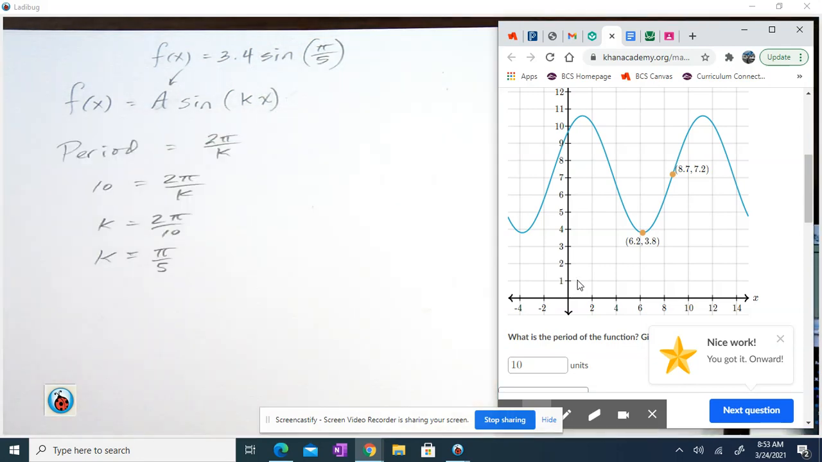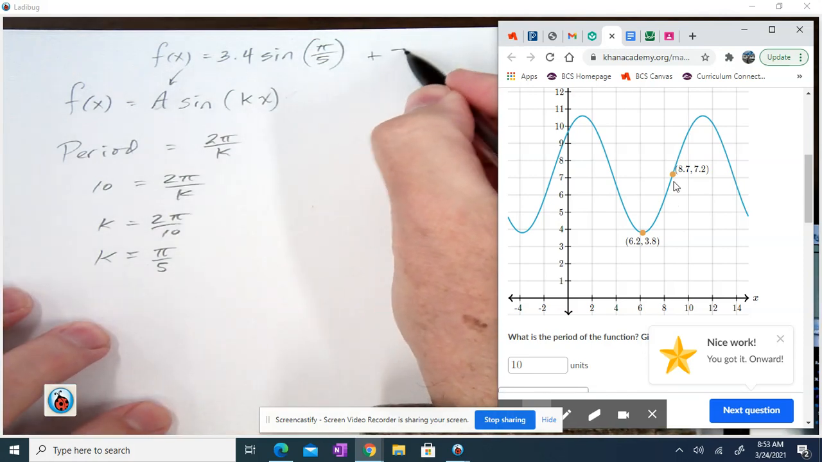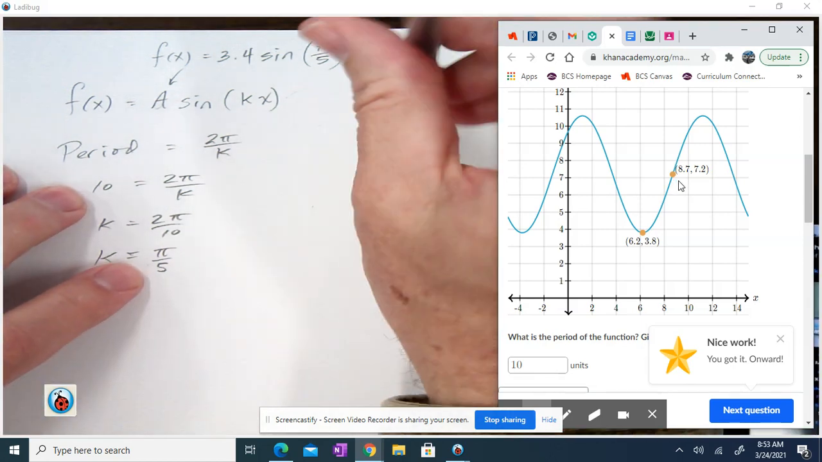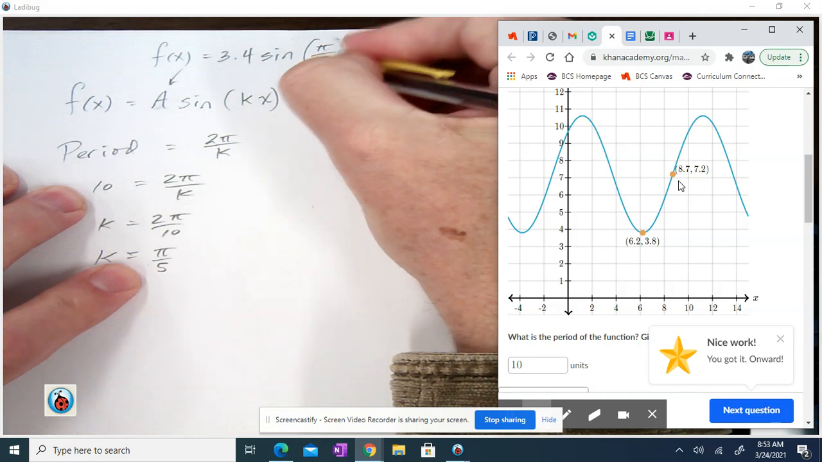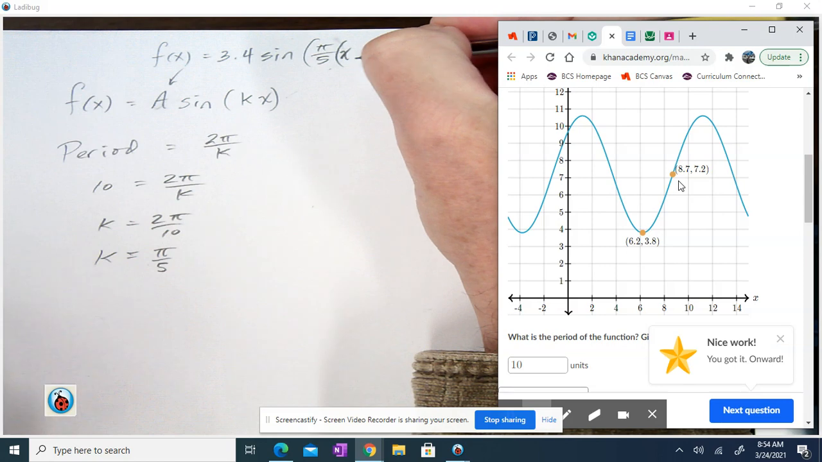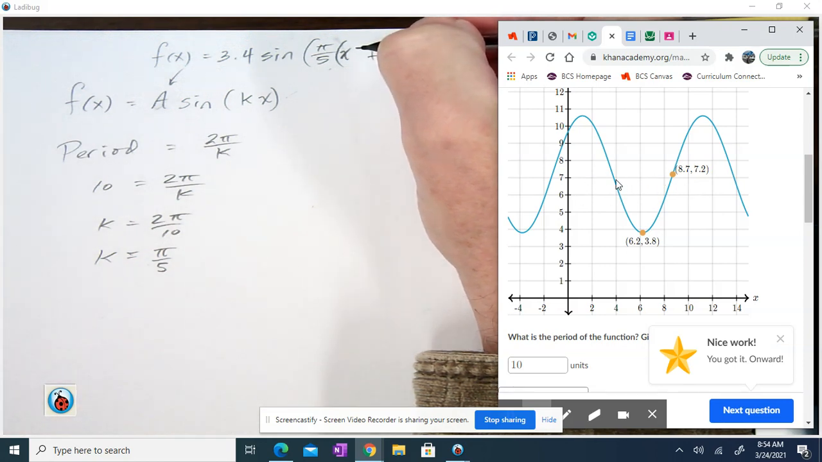Right? And then, of course, it's been shifted up. So since the midline is at 7.2, this would be plus 7.2 right there. So there is a shift. And there's supposed to be an x in here, right? There would also be a shift, a phase shift, right? So it's left or right here. You can see the peak is not hitting the y-axis, so it has been shifted over a little bit.